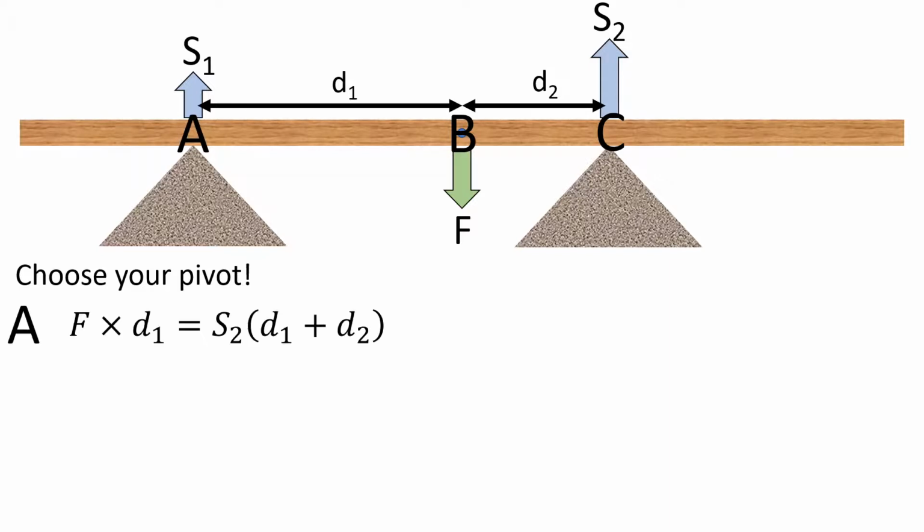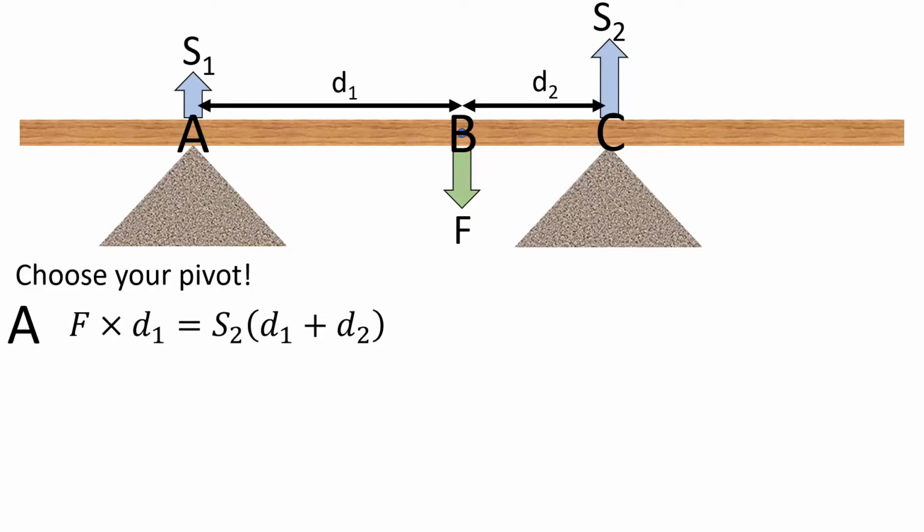So for A, we say that the clockwise moment equals the anti-clockwise moment. If your pivot is at point A, you have F times D1 as your clockwise moment, and you have S2 times the total distance D1 plus D2 as your anti-clockwise moment. You'll notice S1 does not appear. That is because S1 is at a distance of 0 from the pivot, so we can ignore it. Given that it's at the pivot, it doesn't have any clockwise or anti-clockwise direction.